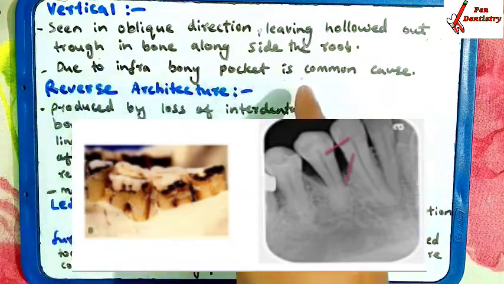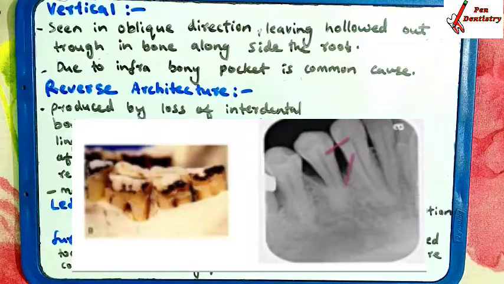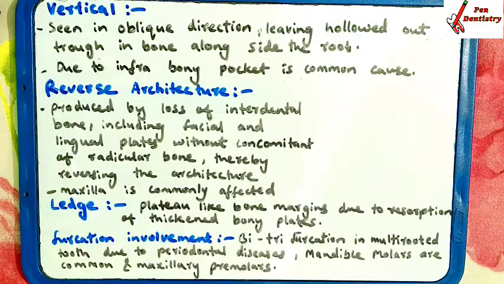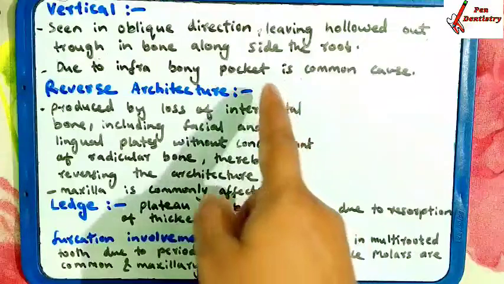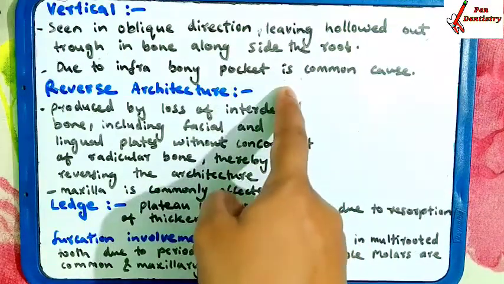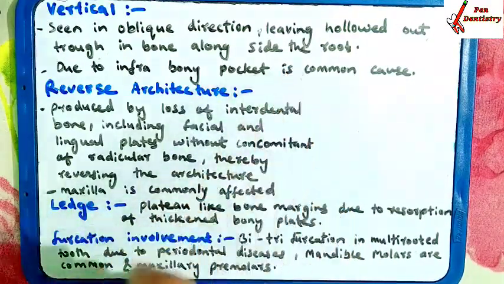This vertical bone loss is due to the infrabony pockets. I have told you about the infrabony pockets in my previous video, the periodontal pocket video, so you can go and watch that. The infrabony pocket is the common cause.